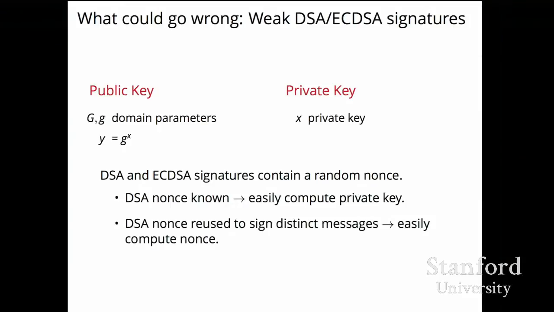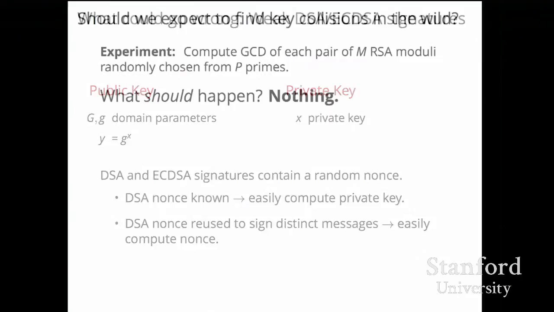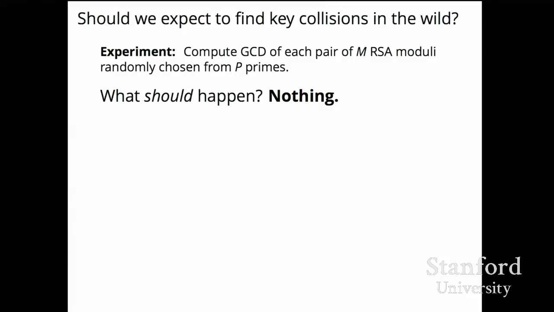And this also has the property that if your DSA nonce is ever reused to sign two distinct messages with the same public key, then you can easily compute the nonce, and from there you can easily compute the private key that was used. So if you ever once screw up with your DSA implementation and use the same value to sign two different messages, then your private key is forever compromised. So, okay. Now we have some things to look for in the wild in our gigantic database of keys.